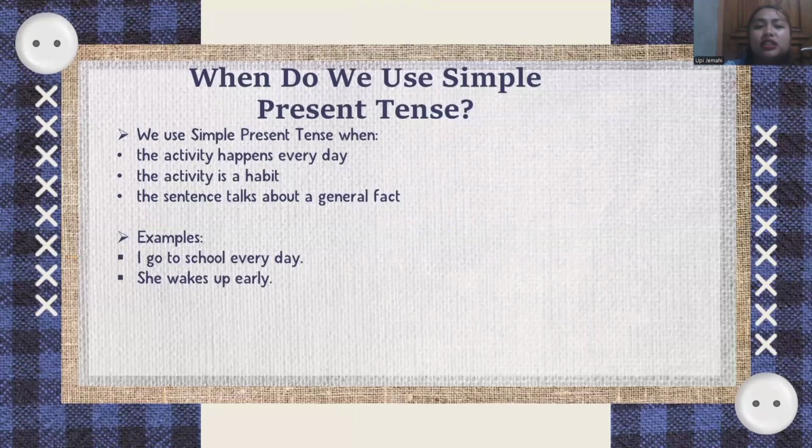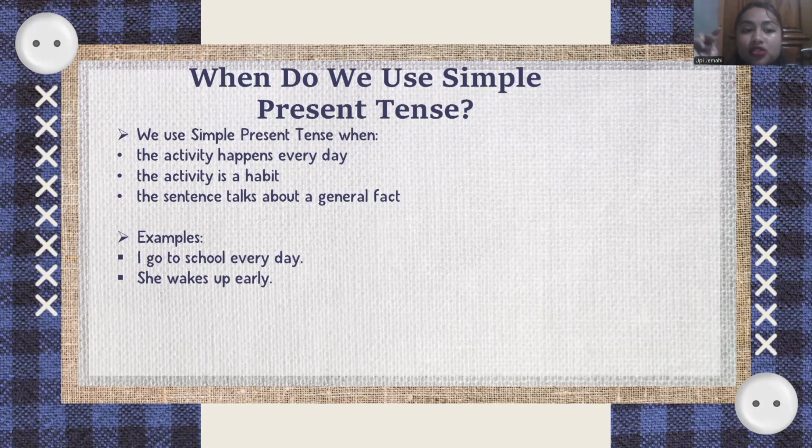When do we use the simple present tense? Simple present tense is used when an activity happens every day, when the activity is a habit, and when the sentence talks about general facts. Like I said before, if an action happens again and again, we usually use simple present tense. And then I take two examples for this.